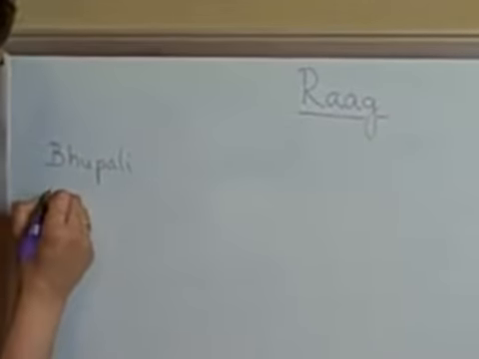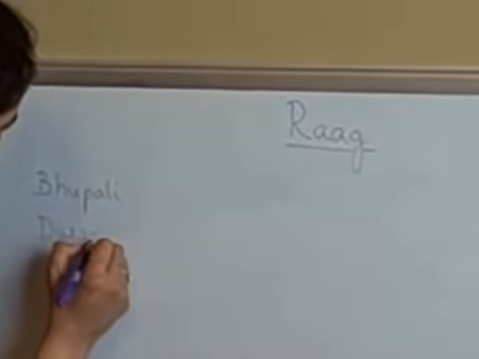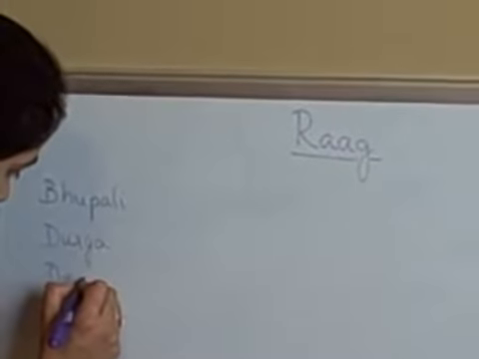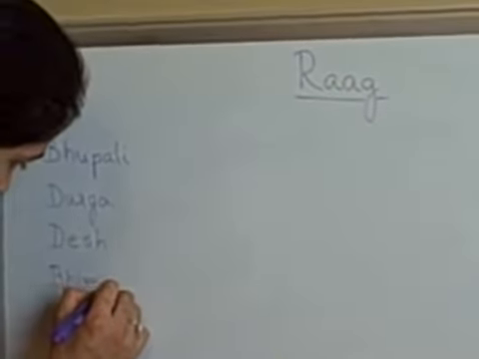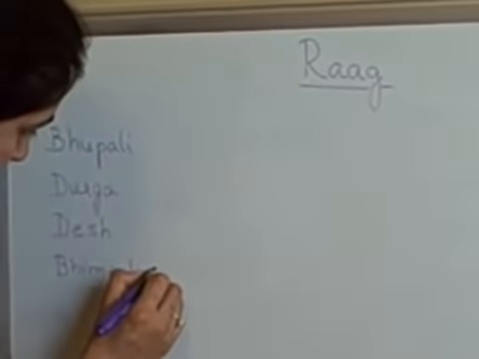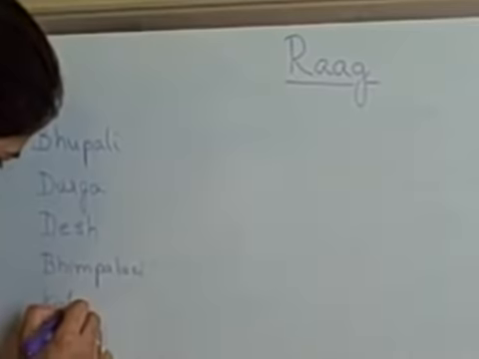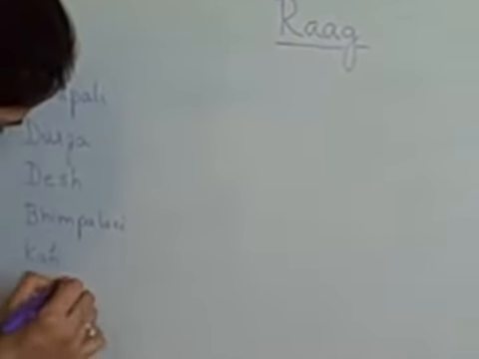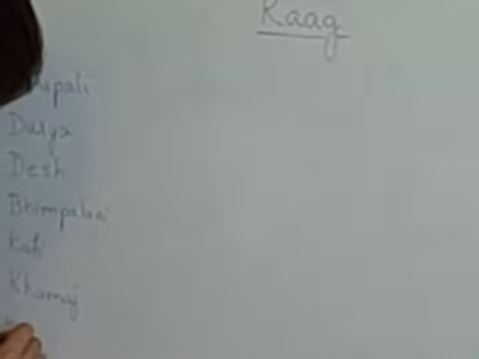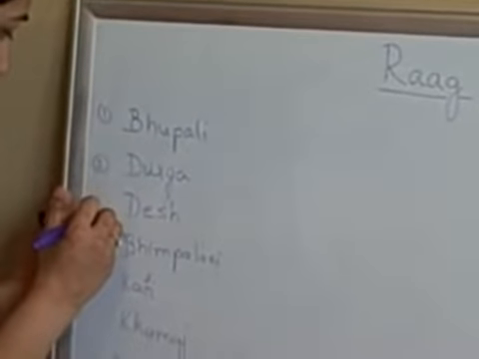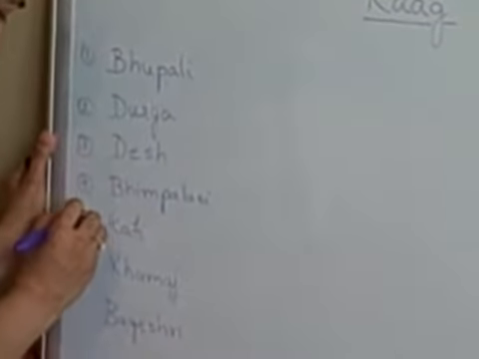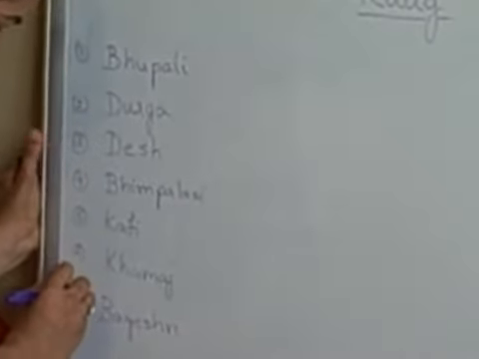Then we cover Durga. Then we do rag Desh. And then we do rag Bhimpadasi. Then we have rag Kafi. Then we do rag Khamaj. And then we do rag Bageshri. So we have 1, 2, 3, 4, 5, 6, 7 rags. This is for Prarambhik.